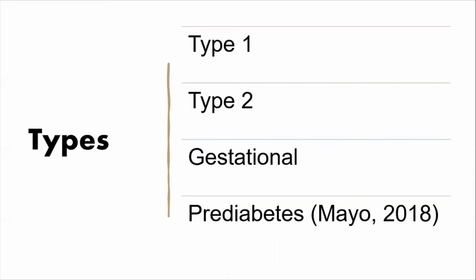Types of diabetes include type 1, type 2, gestational, and prediabetes. In type 1 diabetes, an individual's immune system destroys the cells of the pancreas that produce insulin. This greatly reduces the amount of insulin being produced. Without insulin or with very little insulin, the amount of blood sugar within the body increases. There is a genetic component to type 1 diabetes.